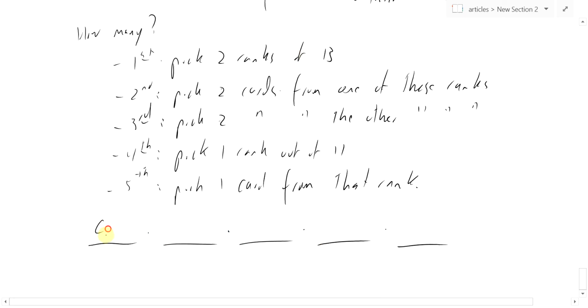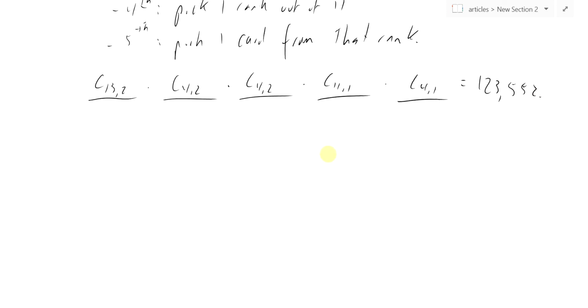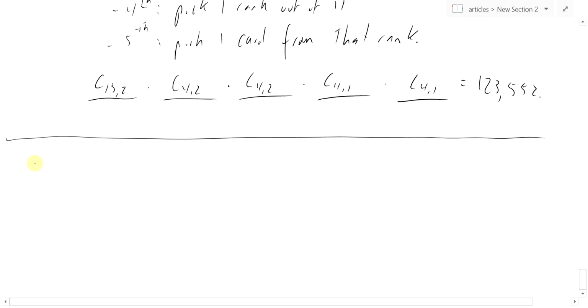Okay, so we have 5 steps: 2 ranks out of 13, that's C(13,2). 2 cards from one of those ranks, well, there's 4 cards in a rank, so C(4,2), and then C(4,2) for the other one. Pick 1 rank out of 11, and then pick 1 card from that rank, C(4,1). And you multiply all that together, and it becomes 123,552. Okay, so card problems get a little complicated, but think about them in terms of picking a rank and then picking a number of cards from that and thinking about how many you have to do of them.